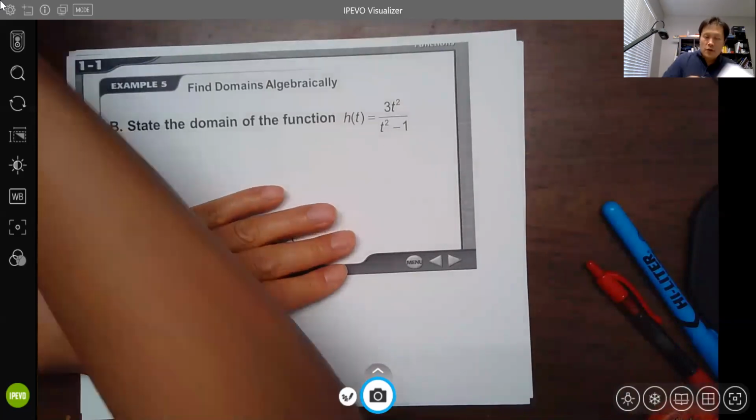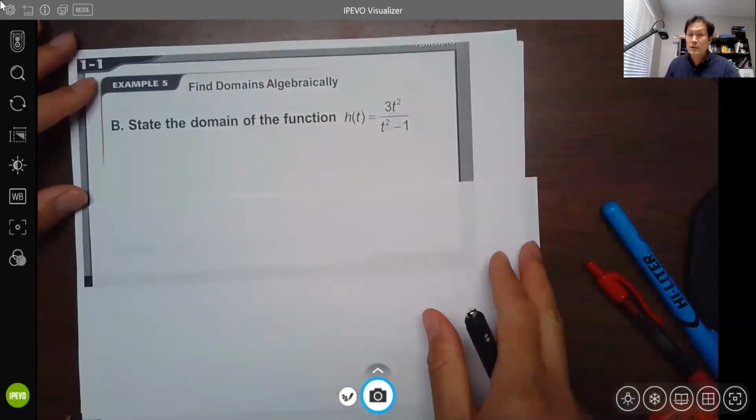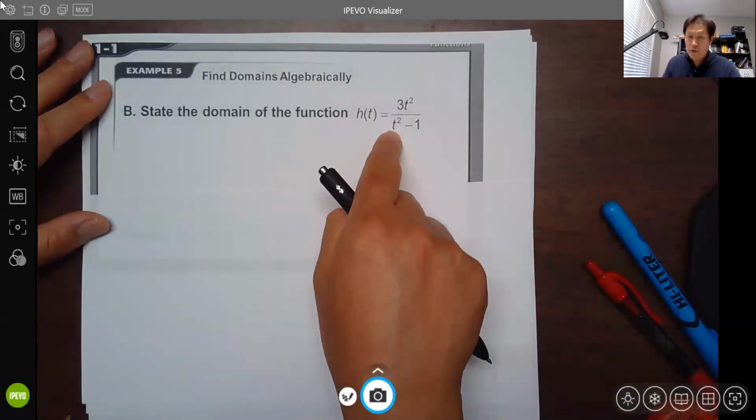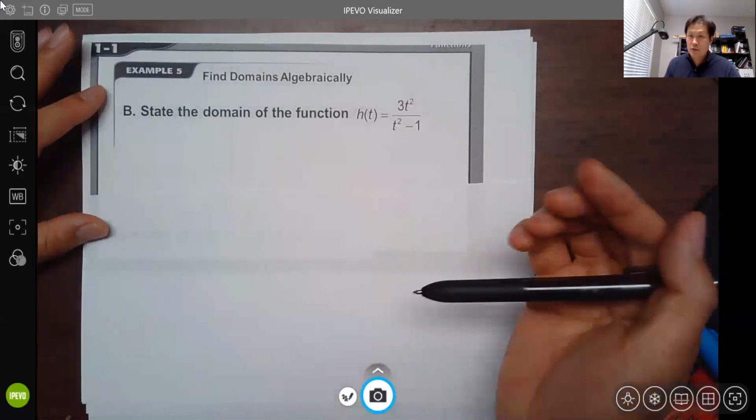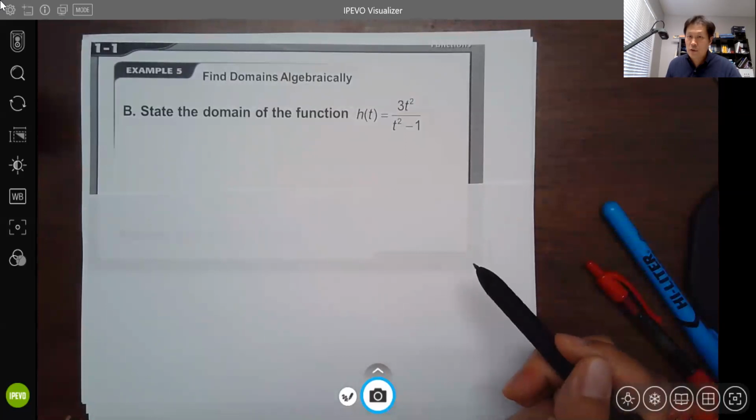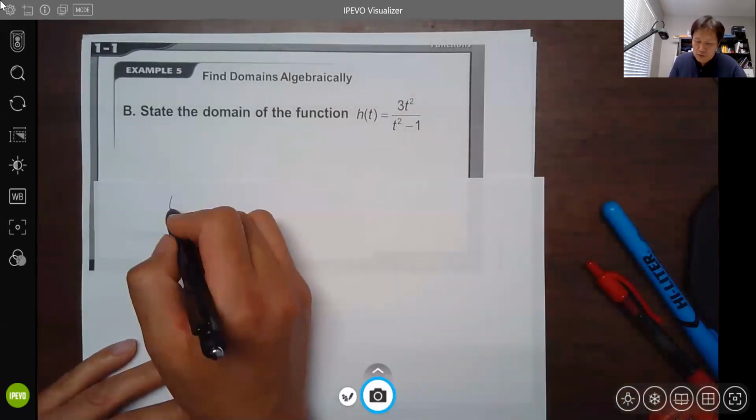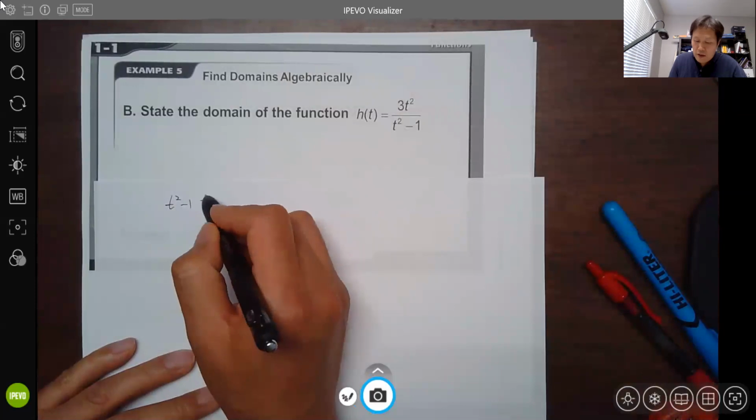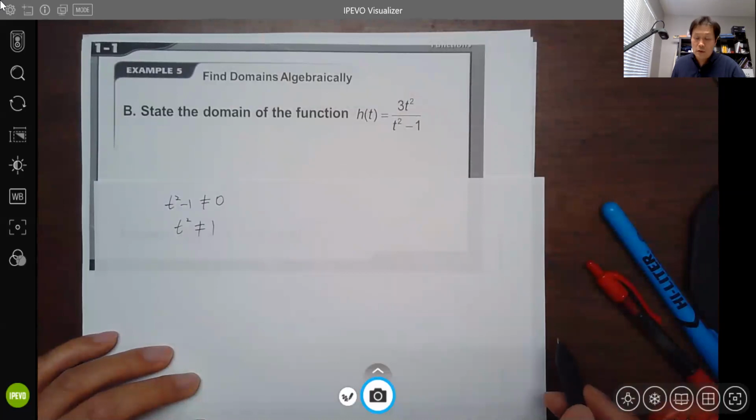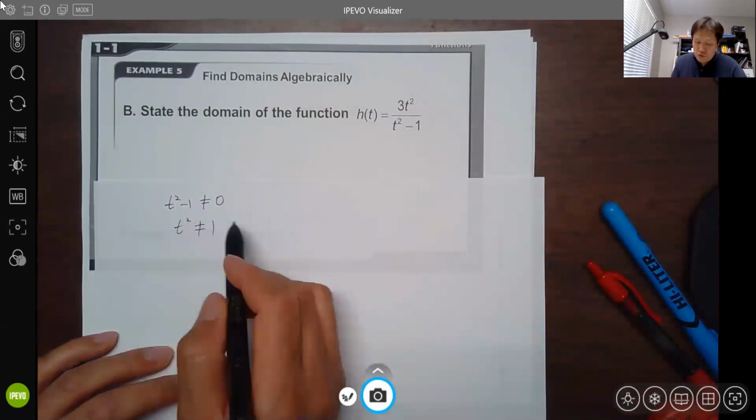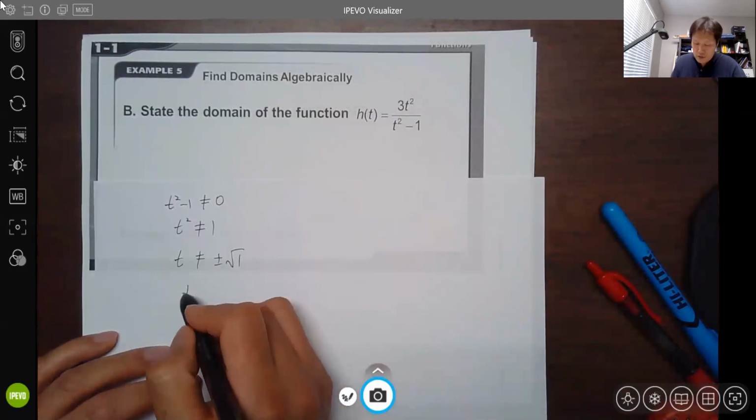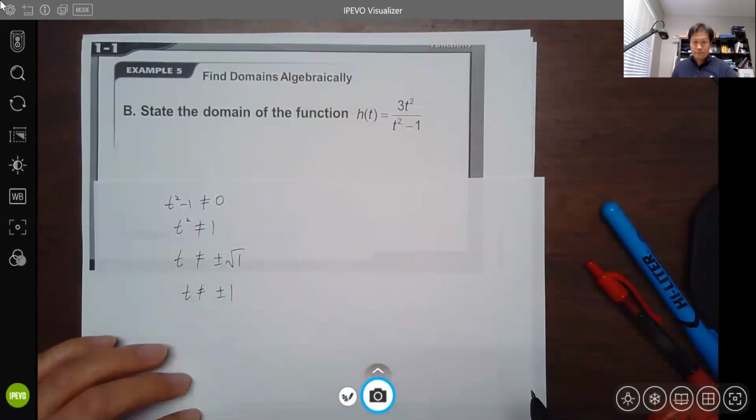State the domain of the function. Okay, this one you don't see a root, you see a variable on the denominator. So that's the second style I mentioned. How do you solve it? The denominator cannot equal 0. So you look at it, t squared minus 1, you cannot let that equal 0. That means t squared cannot equal 1. How do you get rid of the square? Take a square root of both sides. t cannot equal plus minus square root of 1. Square root of 1 is 1.